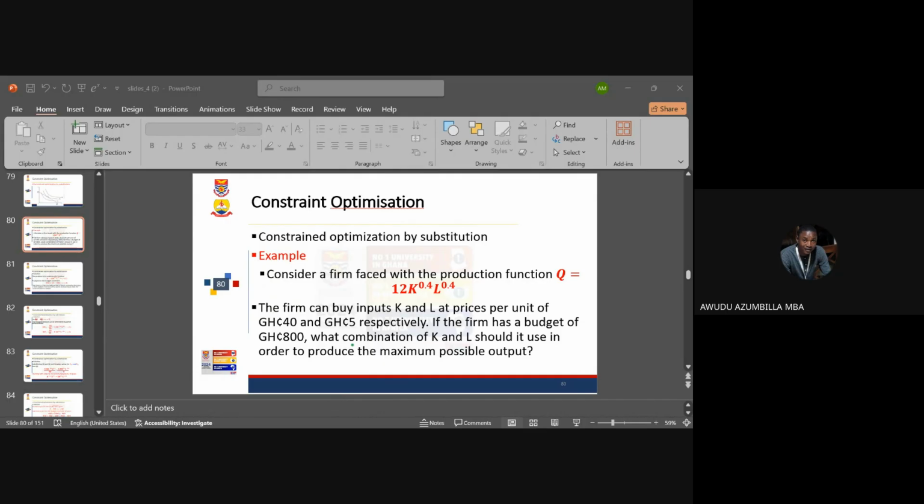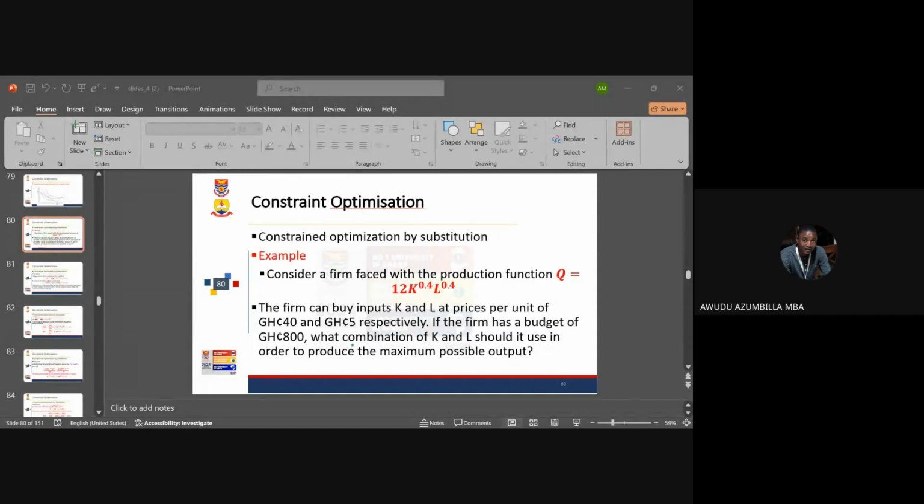So let's consider a firm which faces a production function. This is the production function for output, that is Q. Q is the output. Q is equal to 12K raised to the power 0.5 and then L to the power 0.5. Now, this is the output. The output is a function of capital and labor.